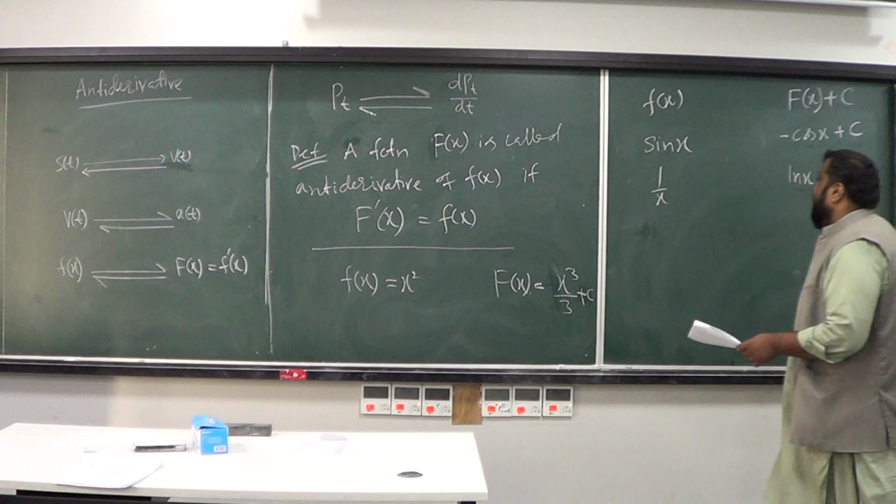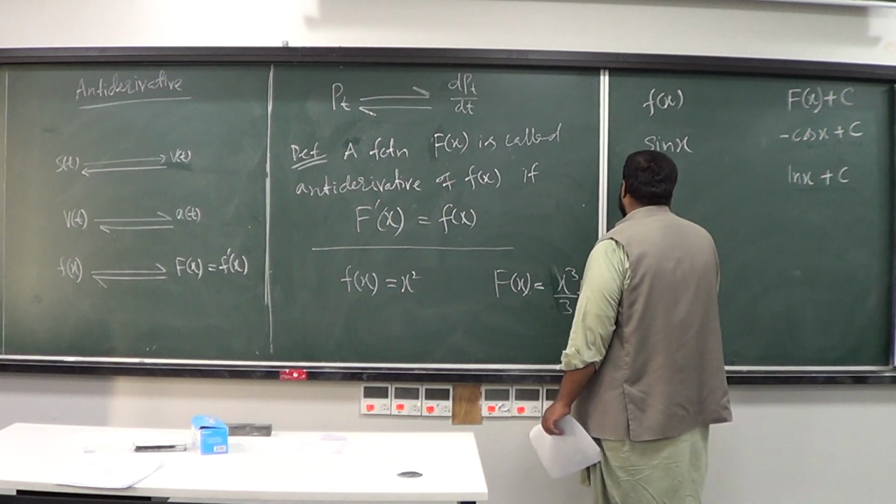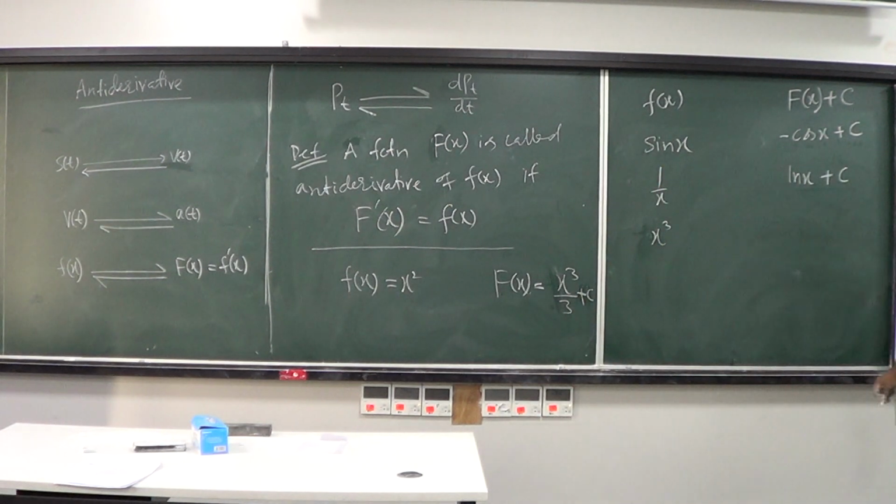How about if I give you, for example, instead of x squared, say x cubed, and I say find the antiderivative of it?